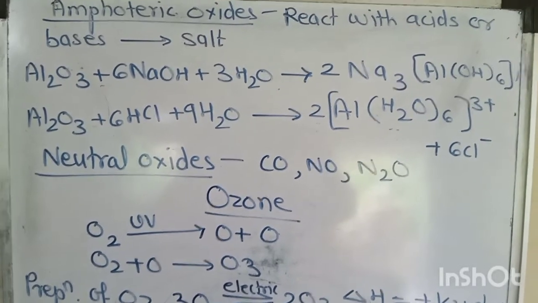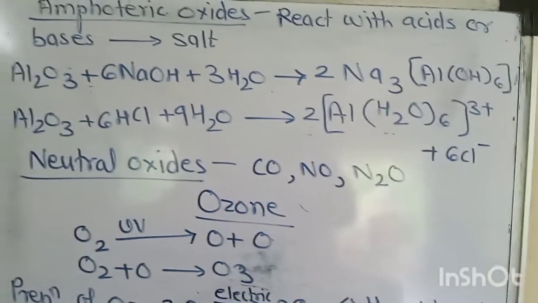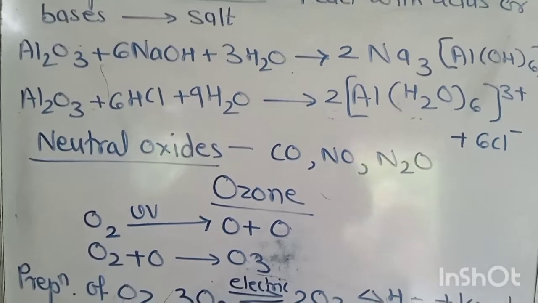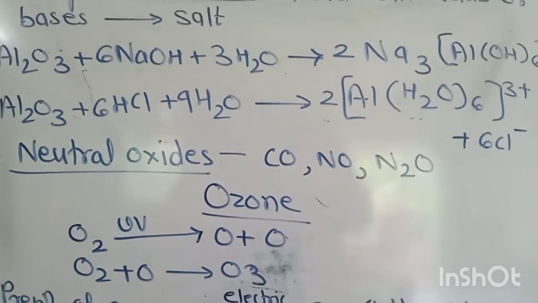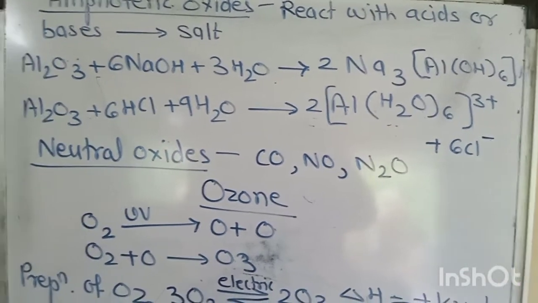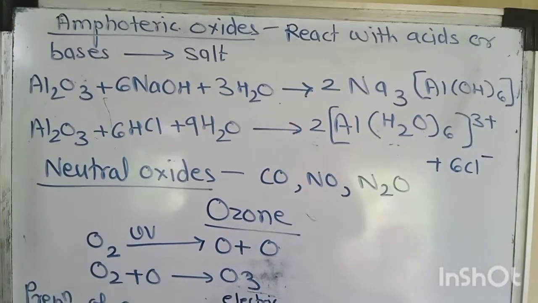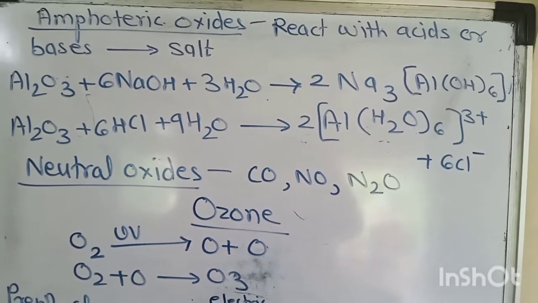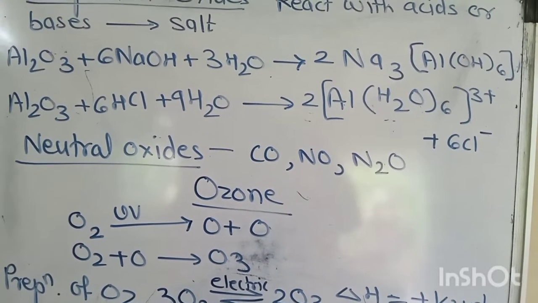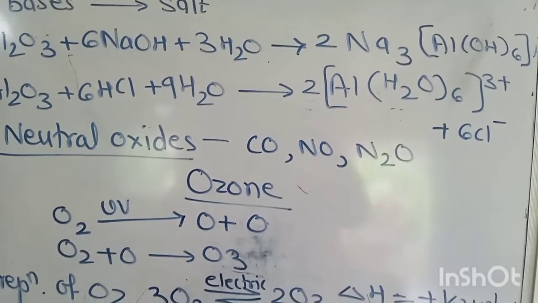You can see that aluminum oxide reacts with NaOH in presence of water to form this salt. It is a complex salt which we will study in coordination compounds. It reacts with HCl also to form a complex ion, that means salt only. So aluminum oxide is an amphoteric oxide which reacts with acids as well as bases to form salt. Neutral oxides are neither acidic nor basic. Examples are carbon monoxide, nitrogen oxide, that is nitric oxide, and nitrous oxide.